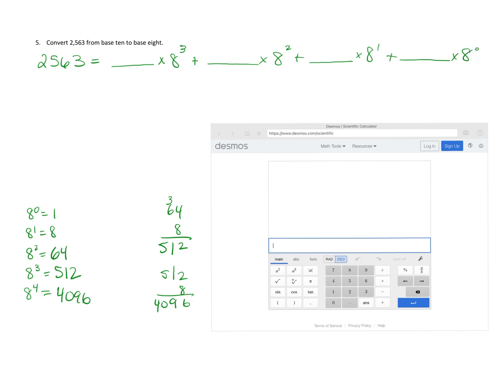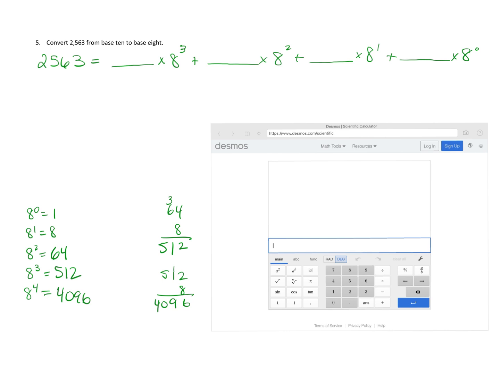Okay, so I want to figure out what these coefficients are to make this number. I need to know how many 512s, because 8 cubed is 512, I can fit in here. So I can just do repeated subtraction. You could write it out longhand like this, but I'm going to use the calculator just to save a little time here.